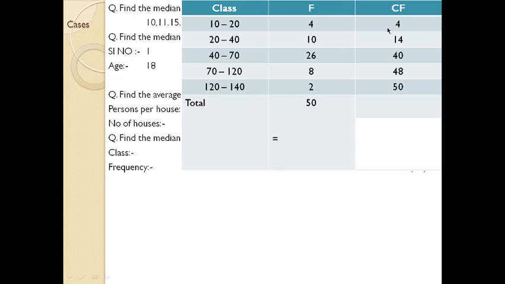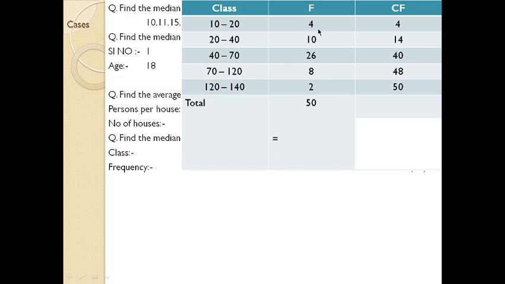So here first one 4. Next one 4 plus 10, 14. Next one 4, 10, 26: if you add these three numbers, you will get 40. Next one, if you add all these numbers, you will get 48. An easy method for finding 48: instead of adding all these numbers, just add 40 plus 8, you will get 48. Because 40 is obtained by adding together all the above items, so why can't we take this number directly? It's up to your discretion. You can follow any method.